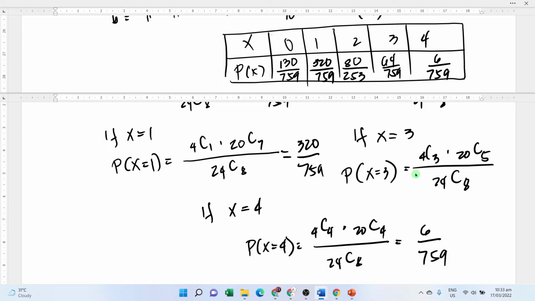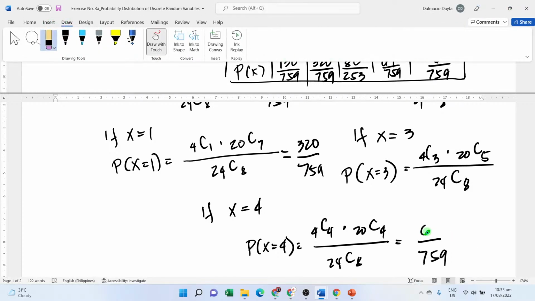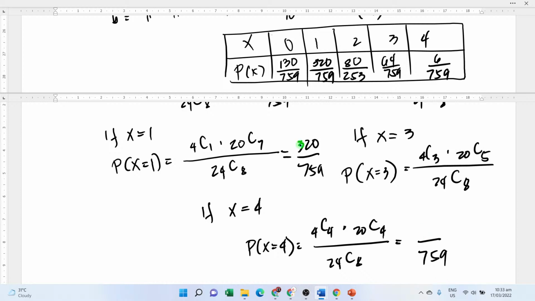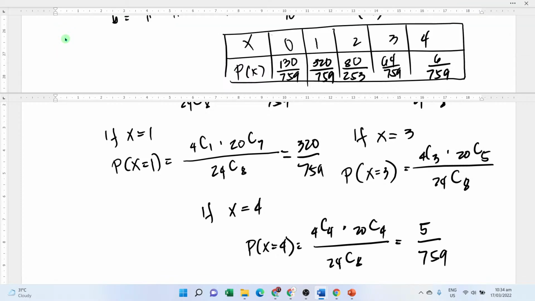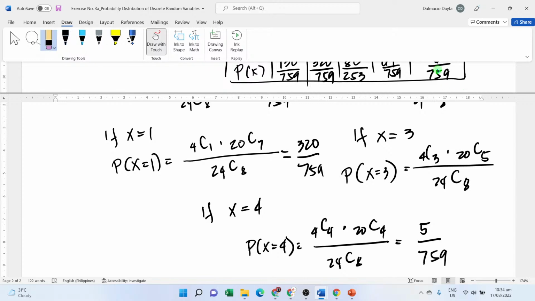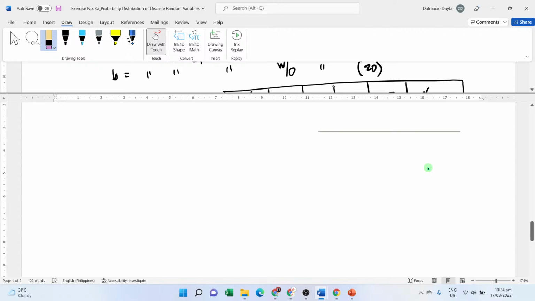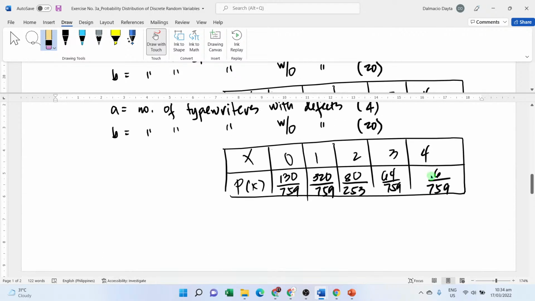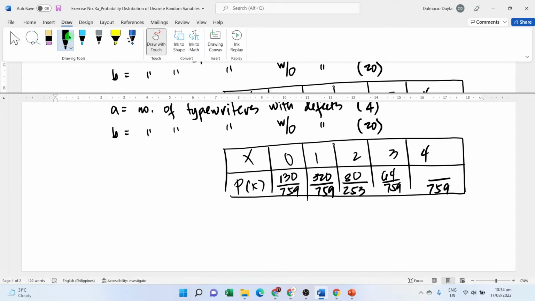Okay. So in the last part, it's only 5 over 759. Okay? Check your work, everyone. This should only be 5 over 759. Ay, panabura yung isa. Okay? Everyone, check your work.